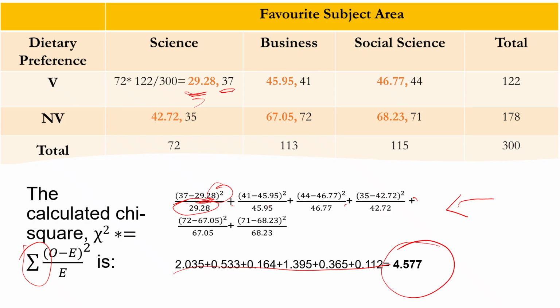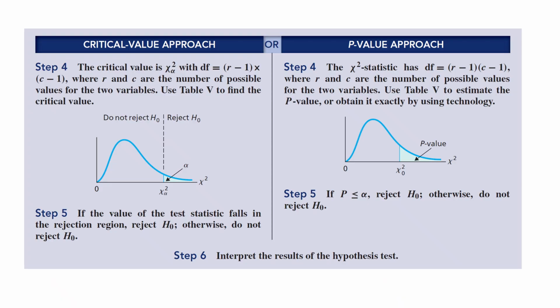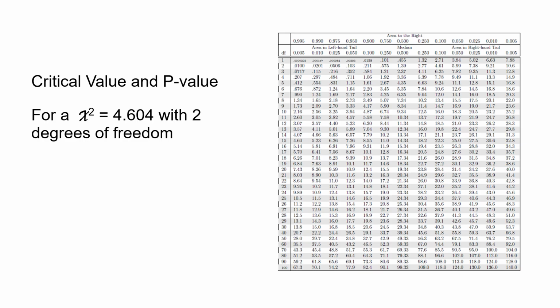Now it's really easy to watch me do this or to have all the answers on here, but it's really essential that you try it for yourself so that you know how to do it as well. And then we just have to make a decision. Of course, we can use our critical value approach, or we can use our p-value approach for this, where the DF is R minus 1 times C minus 1. Okay, so let's do this. Let's make some decisions here.